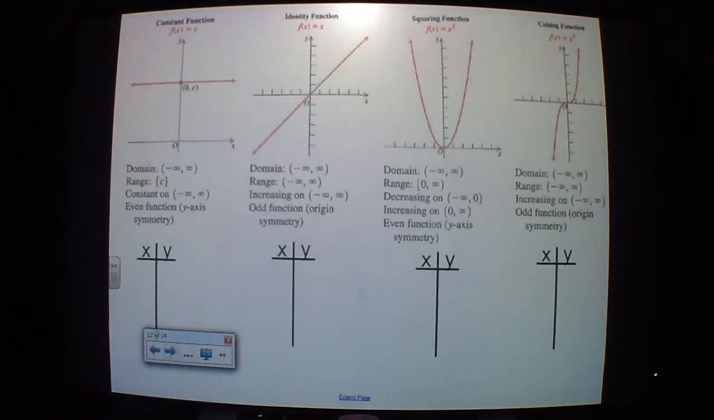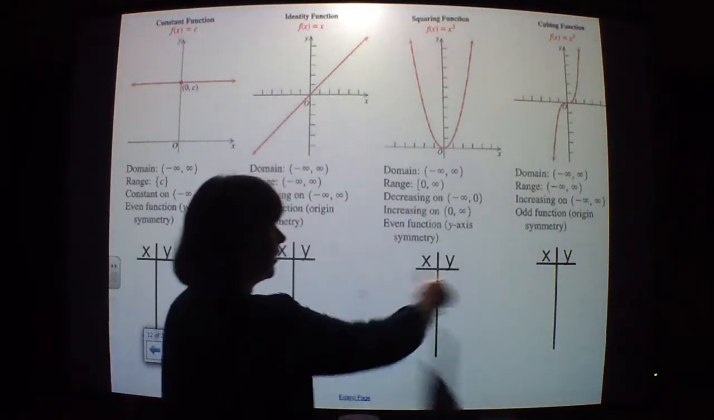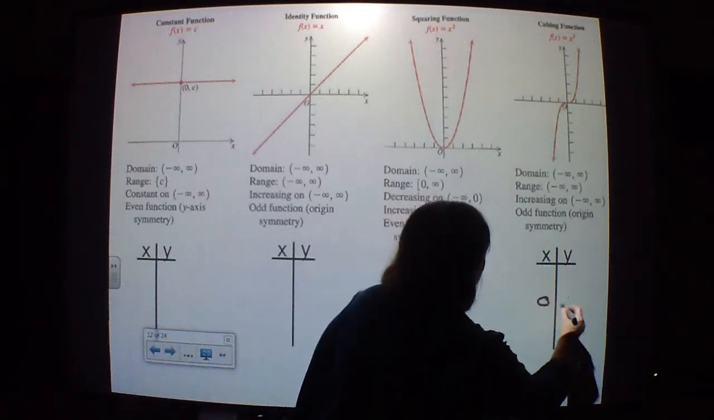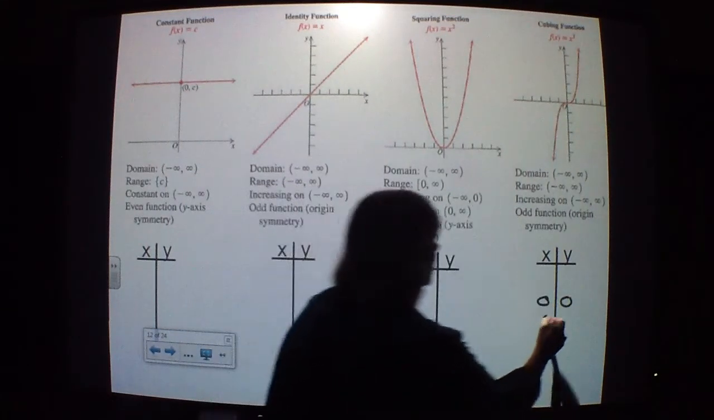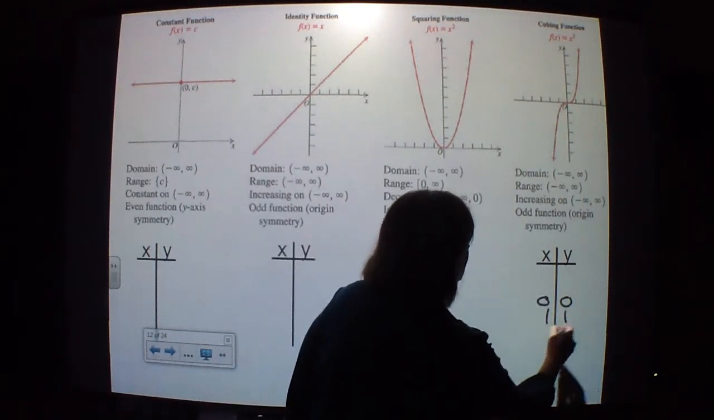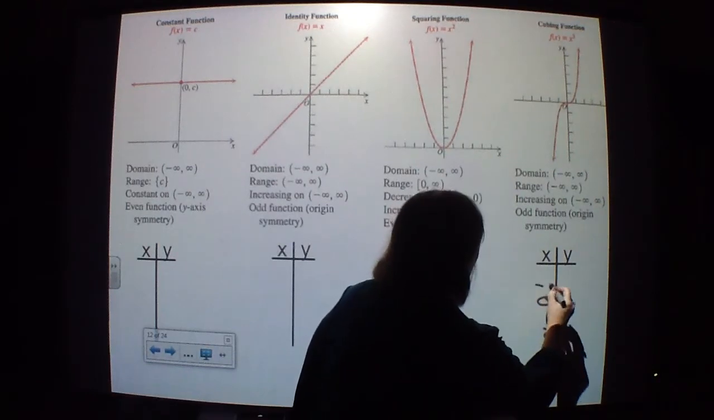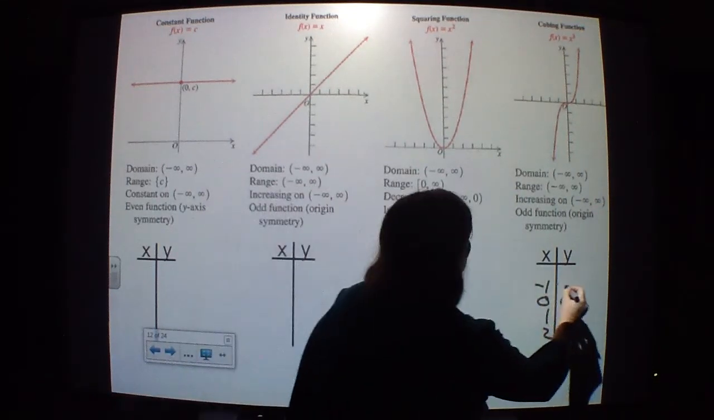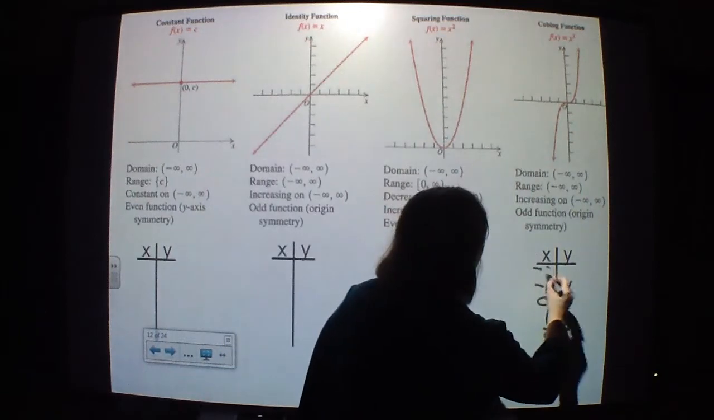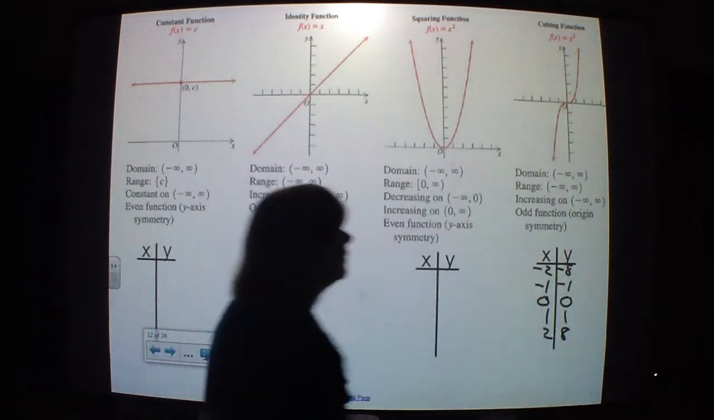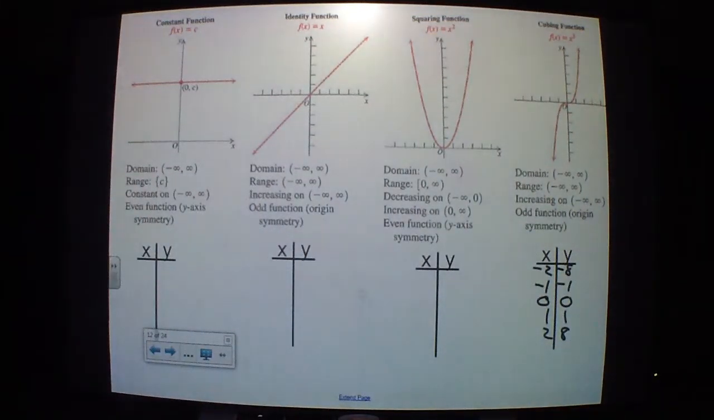Cube function, you should be able to graph that too. And the easiest way, I'm not going to graph all of them, but when x is 0, y is 0. When x is 1, y is 1. When x is 2, y is 8. When x is -1, -1 cubed is -1. -2 cubed is -8. So you can just graph those few points, and you'll get a graph that looks similar to this.